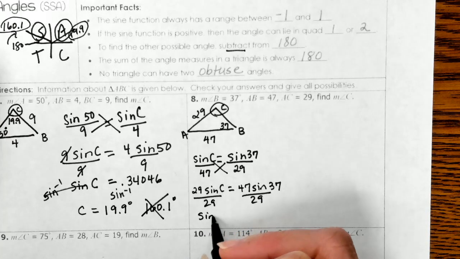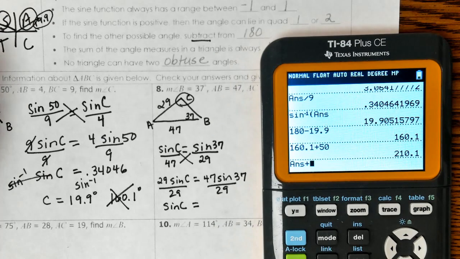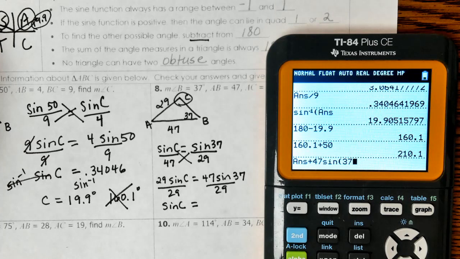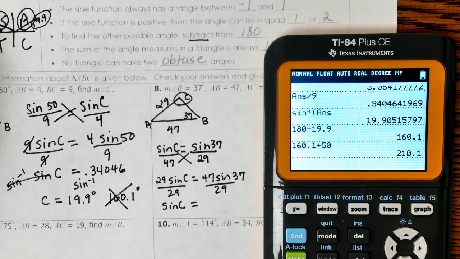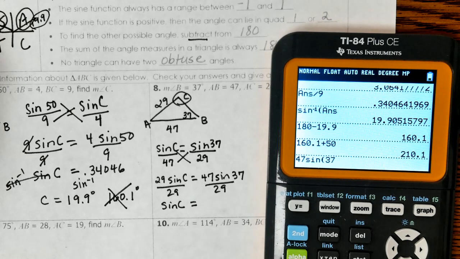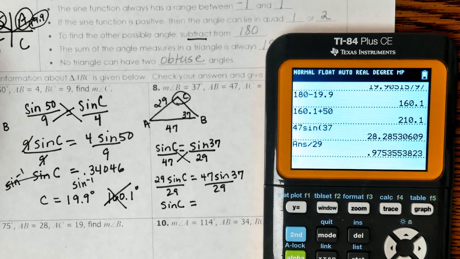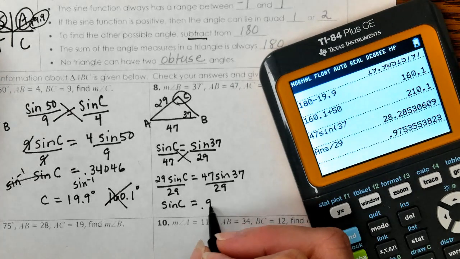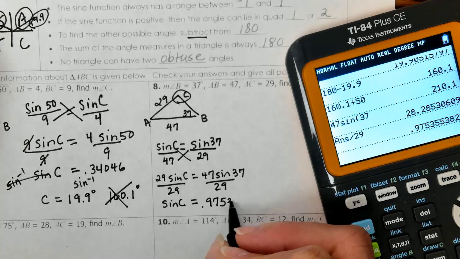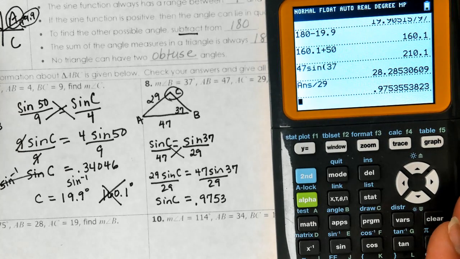So we're going to get sine C equals, and I like to put that in our calculator like before. So 47 sine 37. Oops, hang on. I had accidentally pressed another key. So let me do that again. Okay, that's my numerator, and I'm going to divide by 29, and I get a 0.9753 number. I'll leave that in my calculator to use in just a moment.